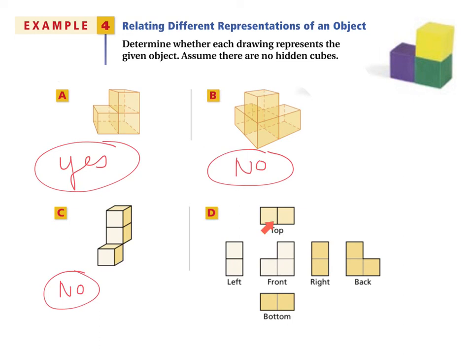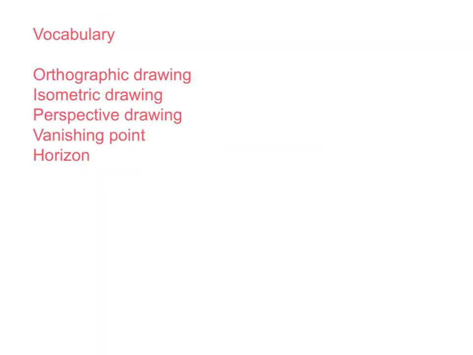And D, we check each of these. So the top, yep, that would work. The left side would work, and the rest of them would work. So yes, this is an orthographic view of our object. And your vocab words would be orthographic drawing, isometric drawing, perspective drawing, vanishing point, and horizon.